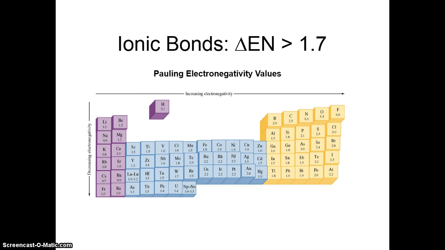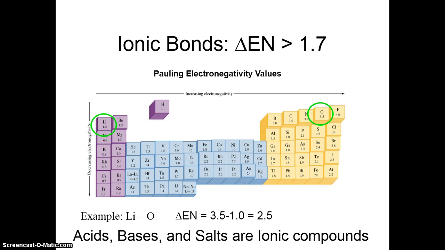Bonds that have a difference in electronegative value of 1.7 or greater will cause ionic bonding. This shows you a couple of examples. The difference between lithium and oxygen is about 2.5, so we have an ionic bond. Acids, bases, and salts are considered ionic compounds based on their electronegative differences.